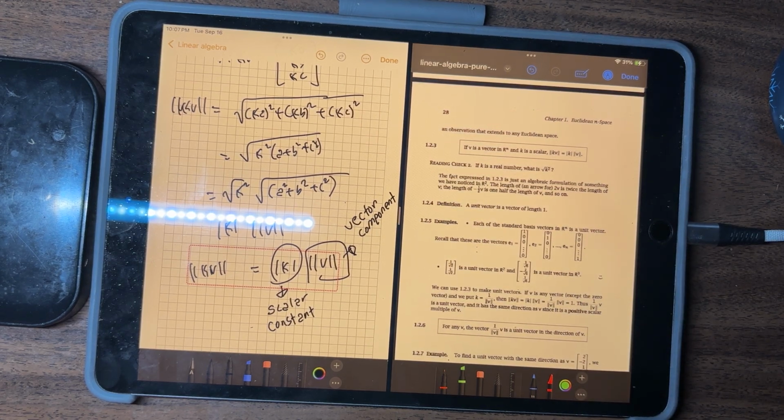Alright, moving on. If k is a real number, what is the root of k square? How am I supposed to know what is the root of k square?